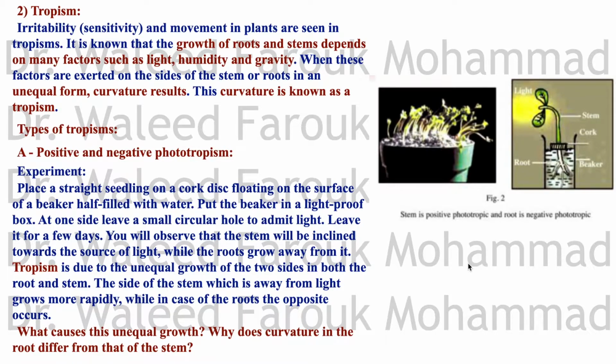It's due to the unequal growth of the two sides in both the root and stem. But how do you explain this? I mean, what's responsible for the unequal growth, and why does curvature in the root differ from that of the stem? Root goes away from light while the stems grow towards the light.